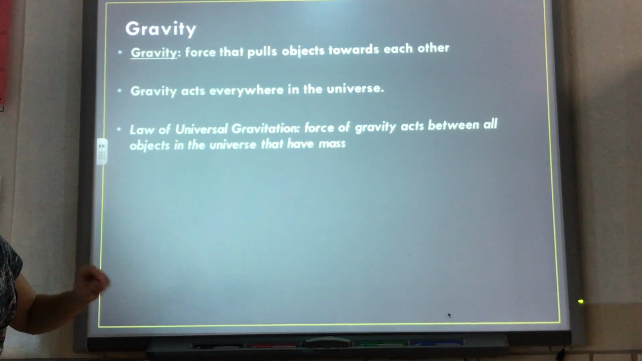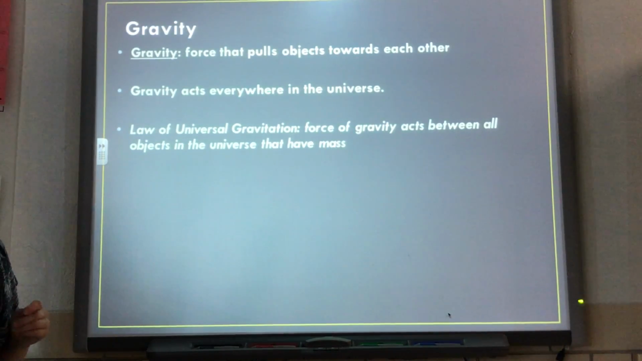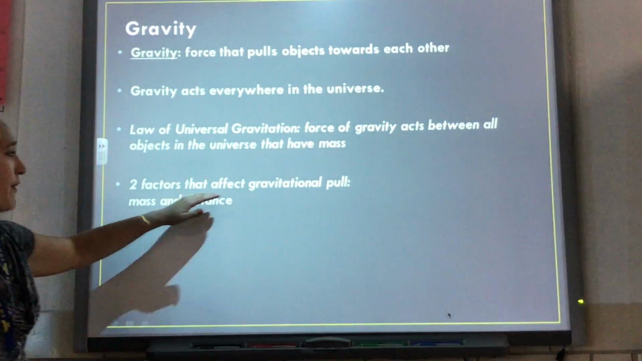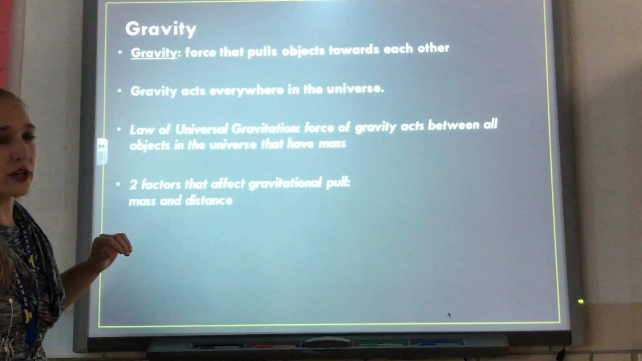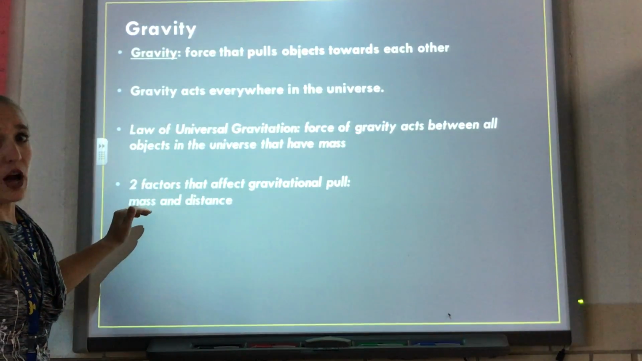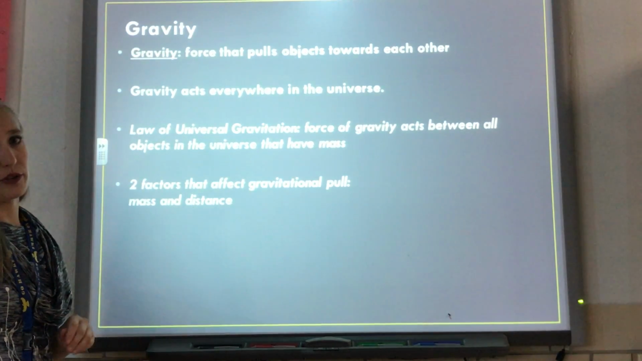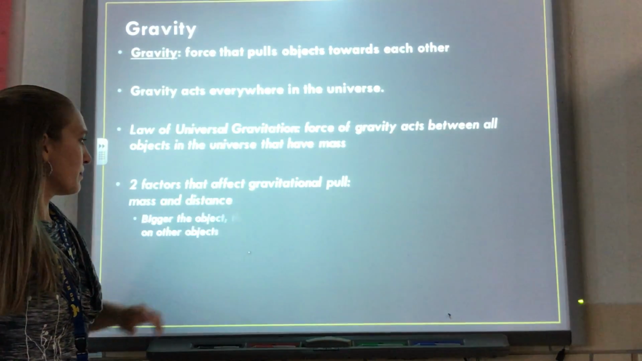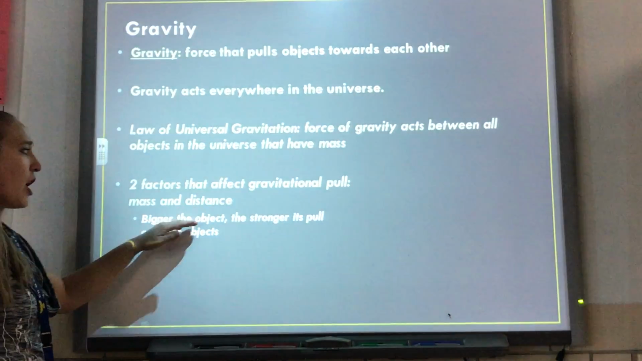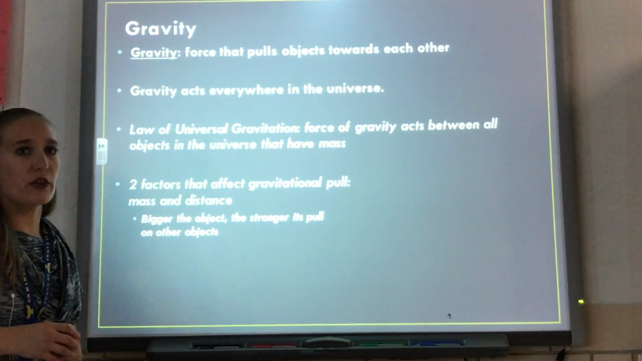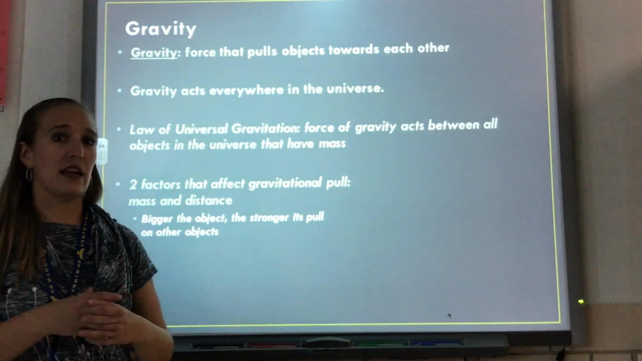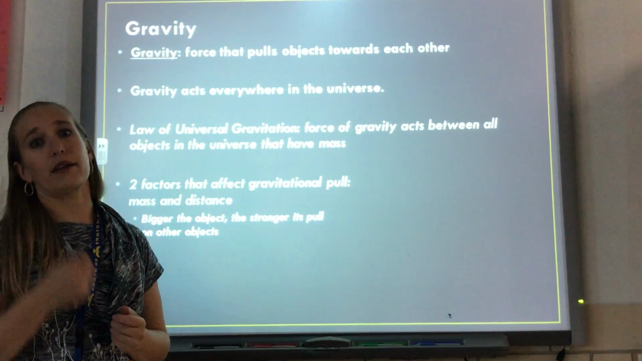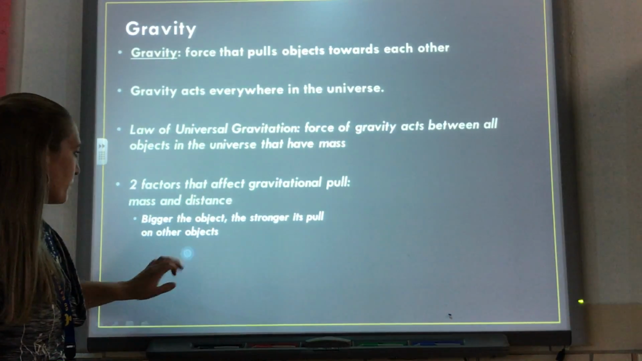But again, it's not strong enough to act like magnets, but there is a force of attraction there. The two factors that affect the gravitational pull on objects are the mass of the objects involved and how far apart they are, the distance between them. Think magnets. The bigger the object, the stronger its pull on other objects, just like a magnet.